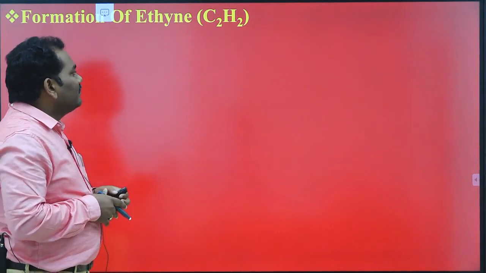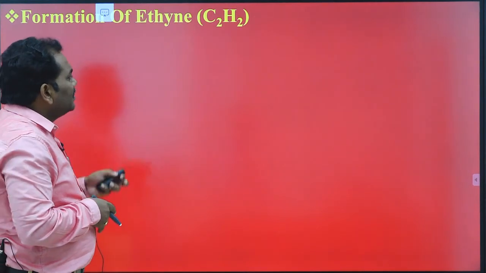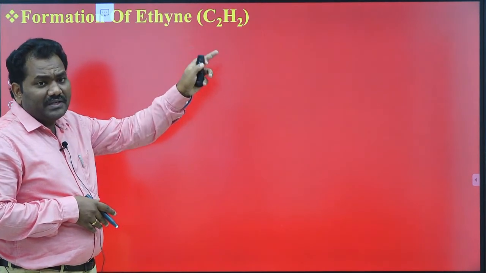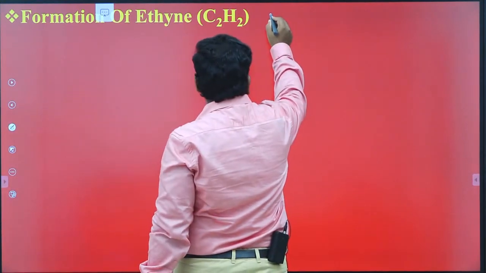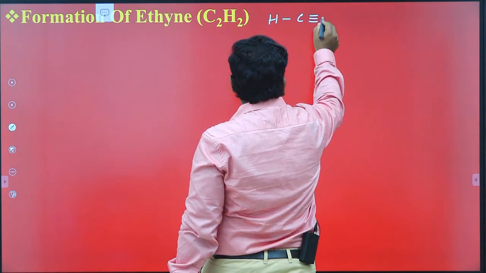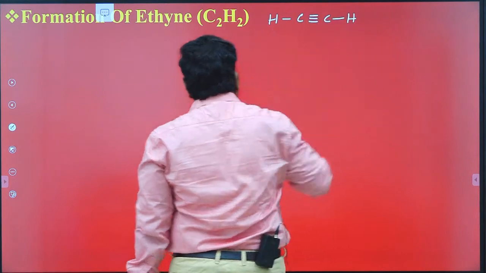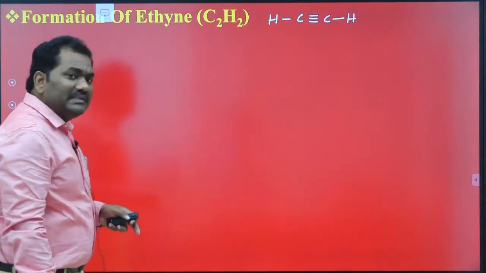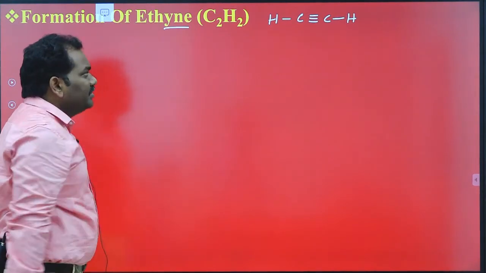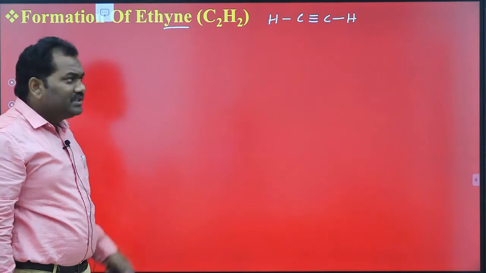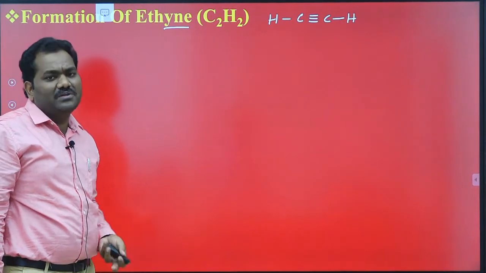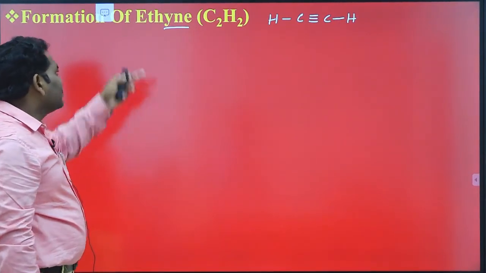Ethyne. Here the formula is C2H2. It is H-C triple bond C-H. This is the linear bond structure of ethyne. The suffix yne indicates the presence of a triple bond between carbon and carbon. Eth means two carbons. Eth indicates the number of carbons and yne indicates the nature of the bond, that bond is nothing but a triple bond. It is also called acetylene.